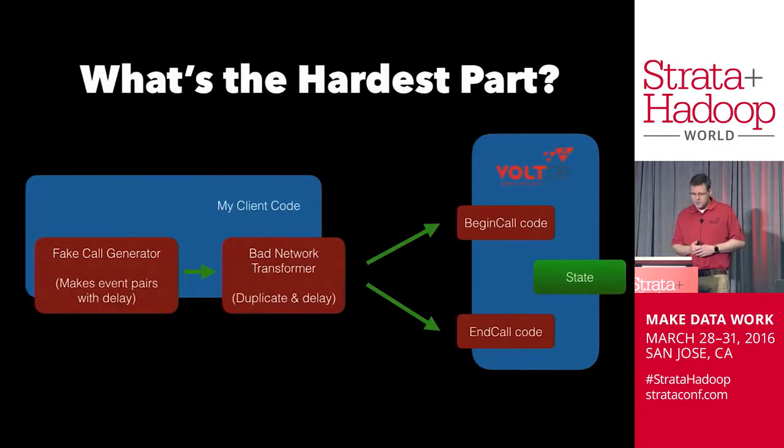The hardest part I found of building this example, not the begin call code or the end call code in Volt, the transactional streaming makes that very straightforward. But the actual client code, generating fake calls that reasonably approximate real calls, generating bad network. So I sort of built this bad network transformer that duplicates and delays fake data. When I built this app with a customer, I was given logs with gigabytes of phone call data that I could just feed into Kafka and feed into Volt. And in this case, I don't have that because I'm trying to make a public example. So I'm trying to generate a data generator that could run indefinitely. It's much harder.